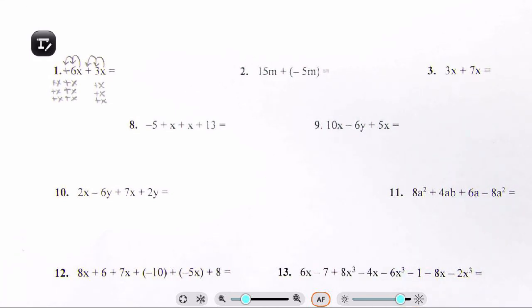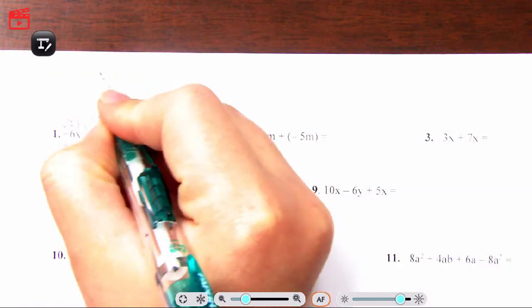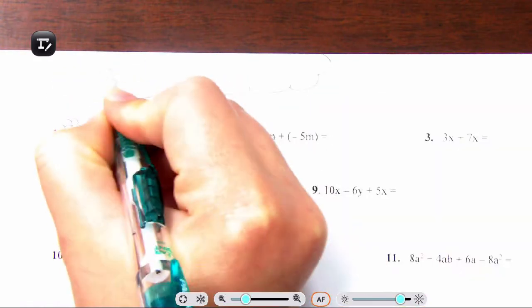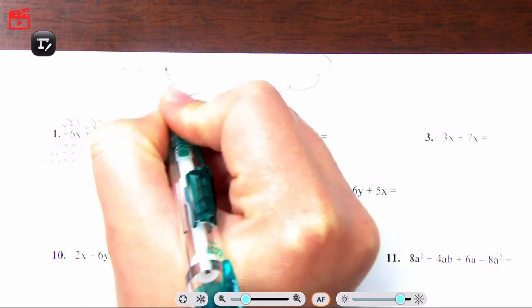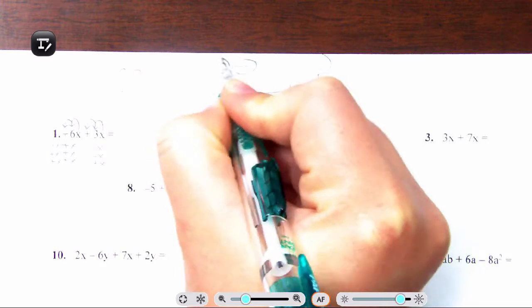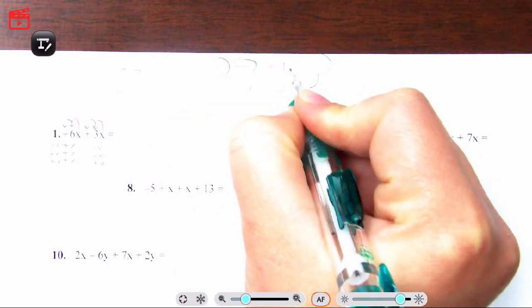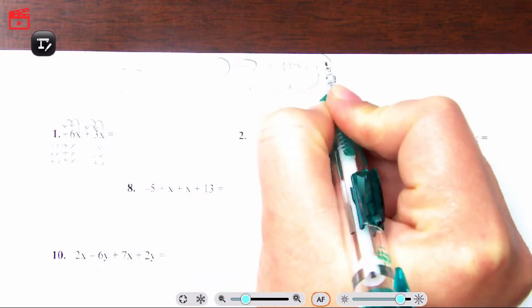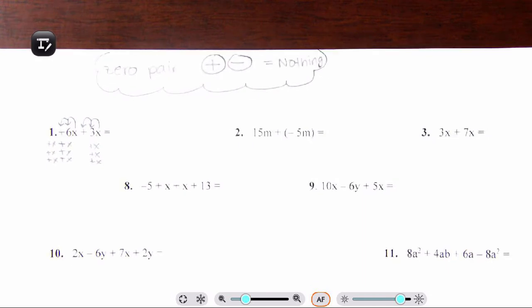Now, there's 2 different ways to combine them. You can combine them by adding and just counting things up, or you can combine them by creating 0 pairs. Since this is a review video, I'm going to write it up here. A 0 pair is 1 positive and 1 negative grouped together that equals nothing. We get to get rid of that. It's equal to 0. We don't want it.